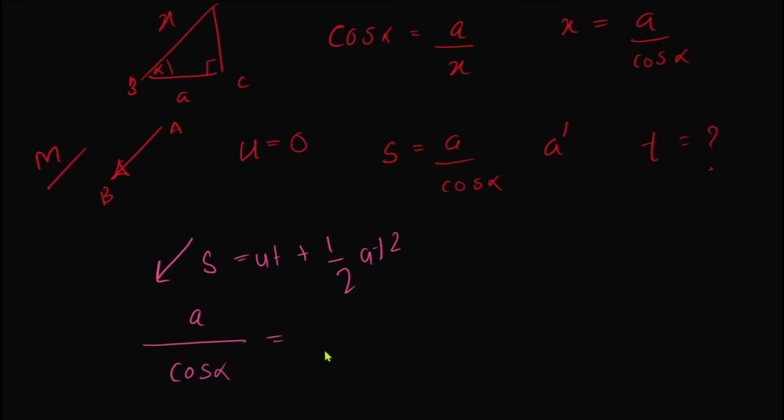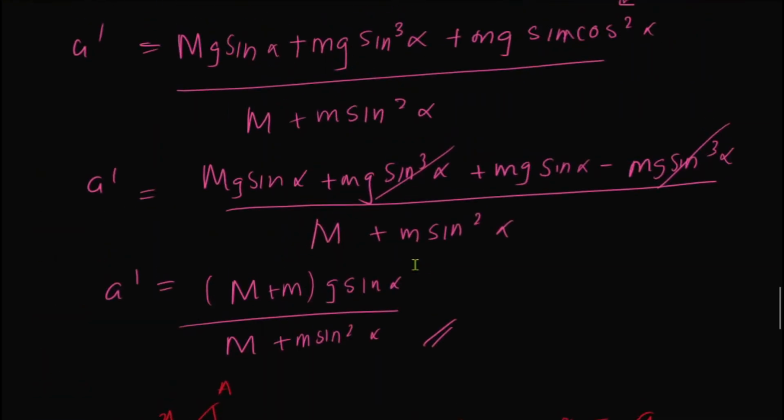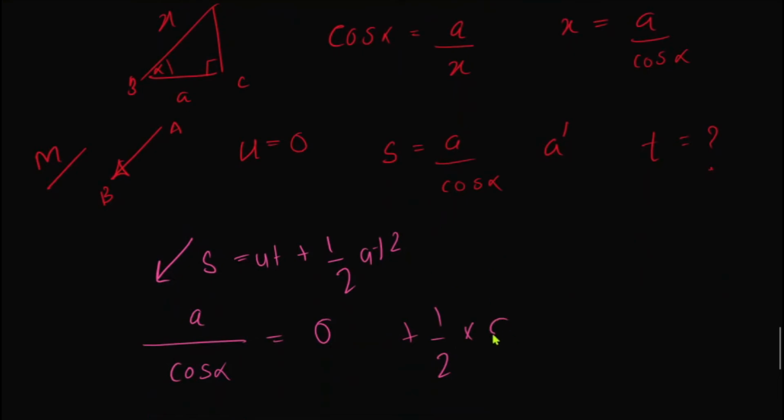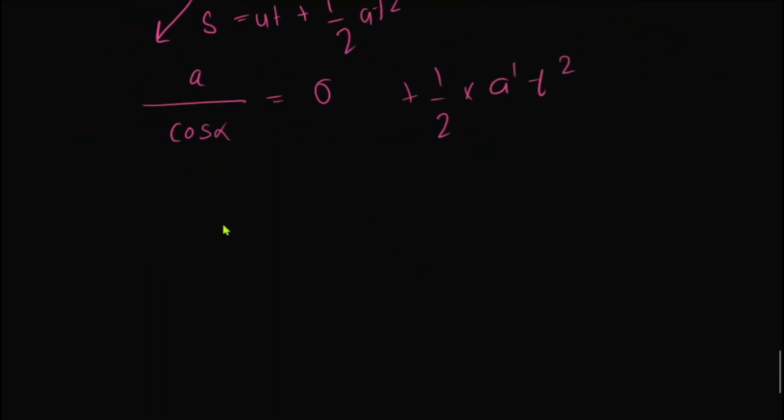What is s? s is a over cos alpha. ut is 0, since initial velocity is 0. Half into the acceleration, A dash, t squared. So t squared is equal to 2a over A dash cos alpha. If you substitute A dash, you will get t.